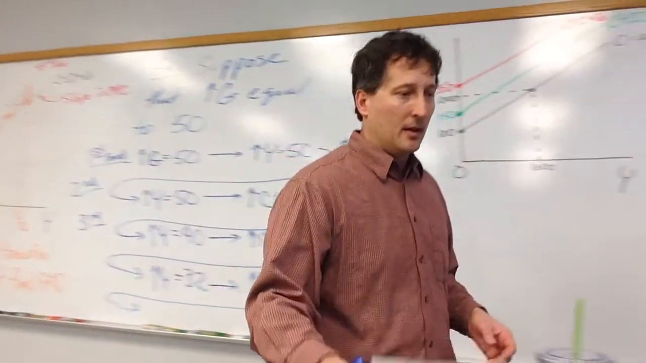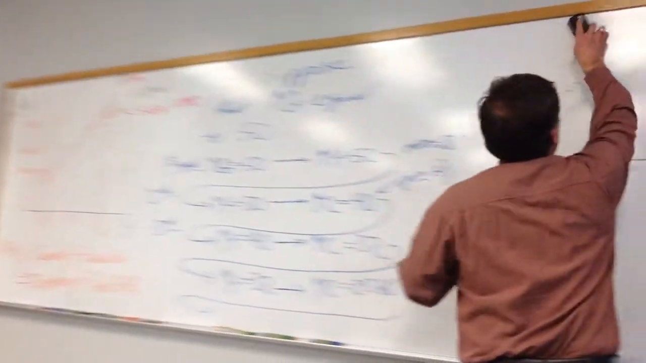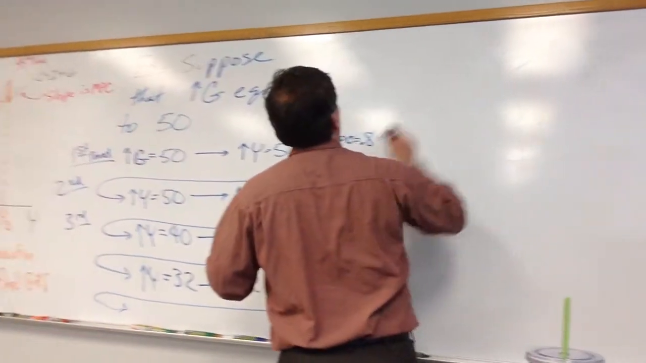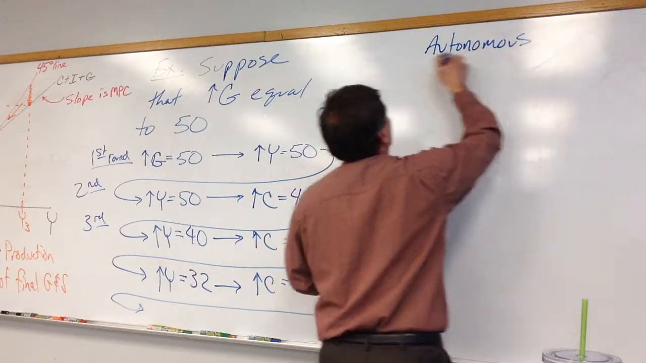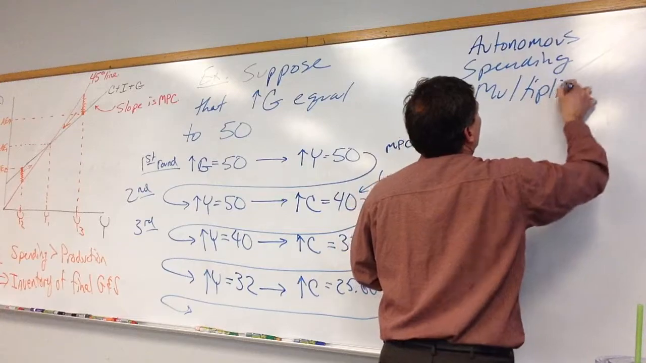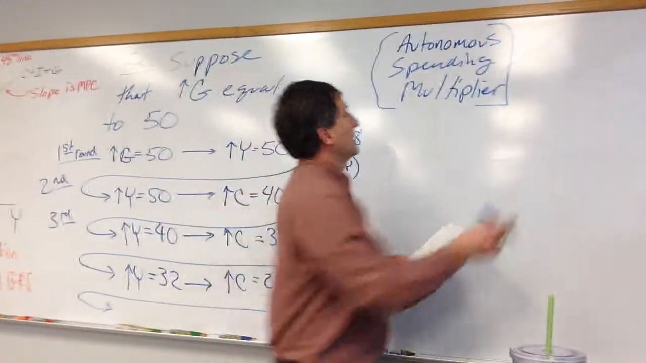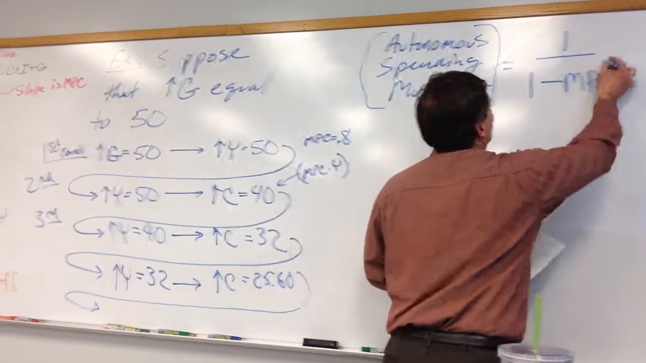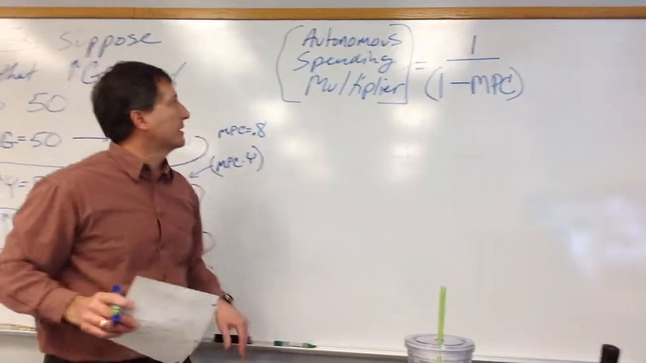All right, so that process has a nice little formula to it. A nice little shortcut formula. And so in general, we're going to call this the autonomous spending multiplier. The autonomous spending multiplier is equal to 1 over 1 minus the marginal propensity to consume. 1 over 1 minus the marginal propensity to consume.